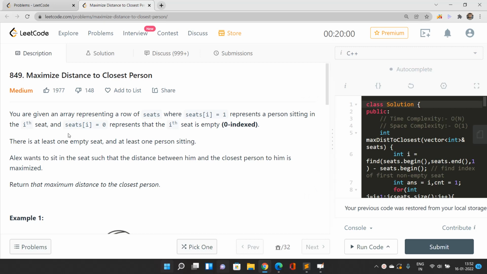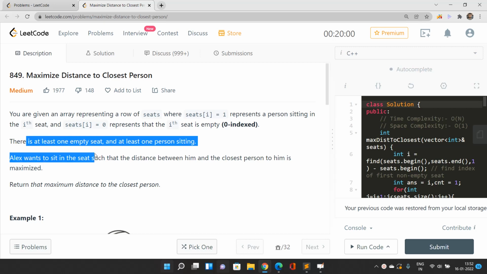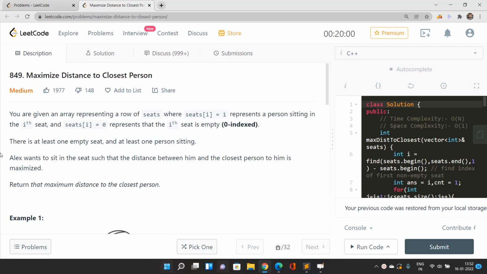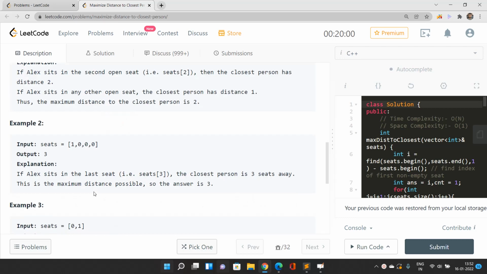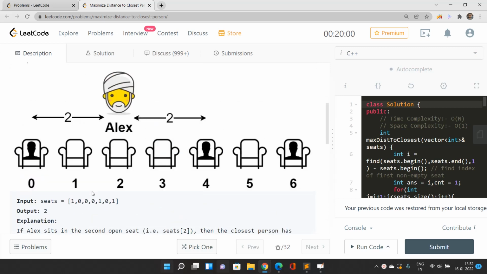So let's begin. You have been given an array consisting of a row of seats where if seats[i] is positive, it represents a person sitting on the ith seat, and if it is 0, the ith seat is empty. It is given that there is at least one empty seat and at least one person sitting. Alex wants to sit in a seat such that the distance between him and the closest person is maximized, and we have to return the maximum distance to the closest person. Let's understand how we can solve this problem.